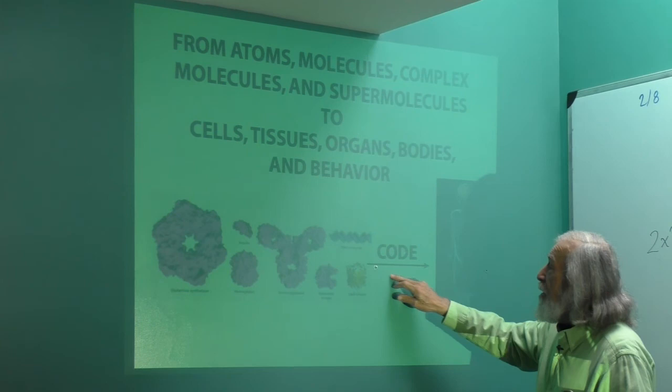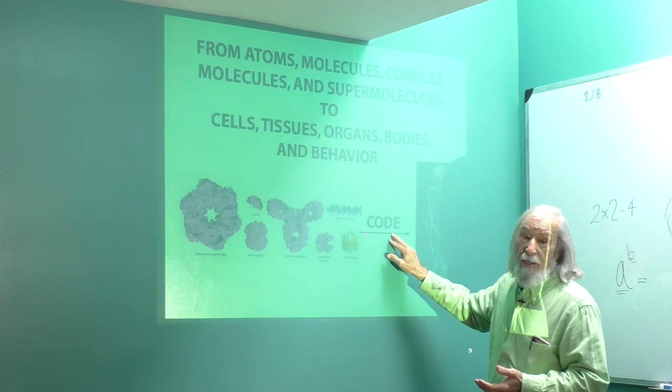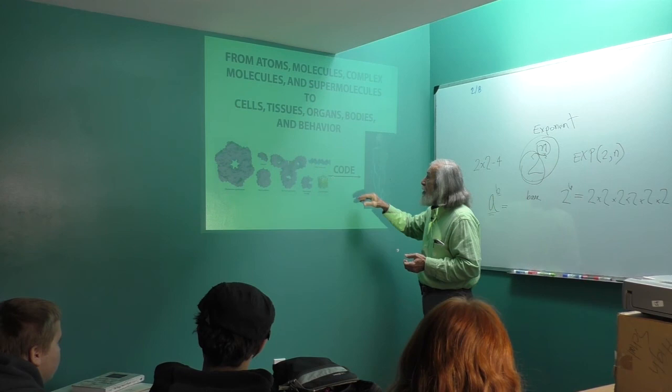We don't know that code. We know little bits and pieces of it. In fact, we know some very important parts of it. We know the code for DNA and proteins. Very important code. Proteins are the things that make up all of the body and behavior of living things. But there's a lot of this code that is still very poorly understood and probably can't be completely understood.